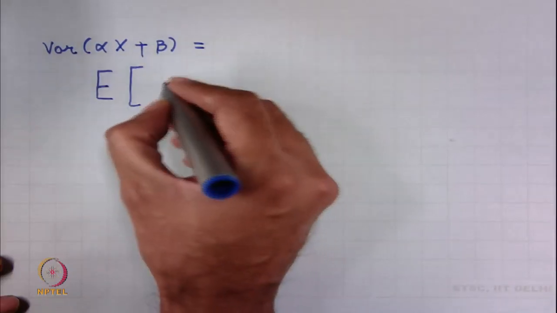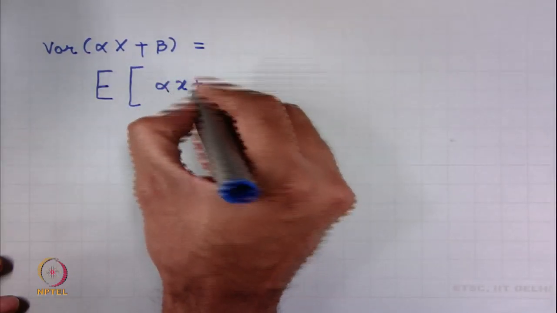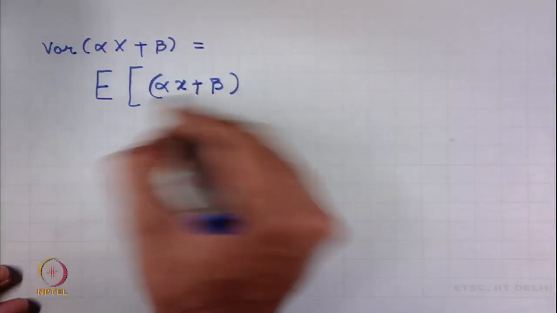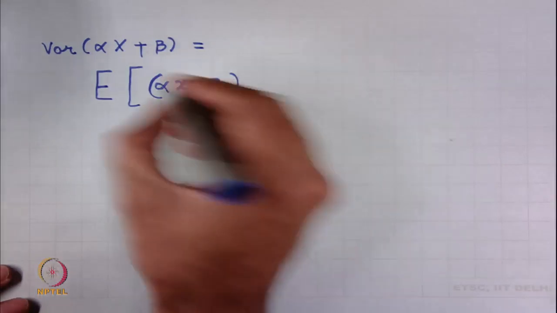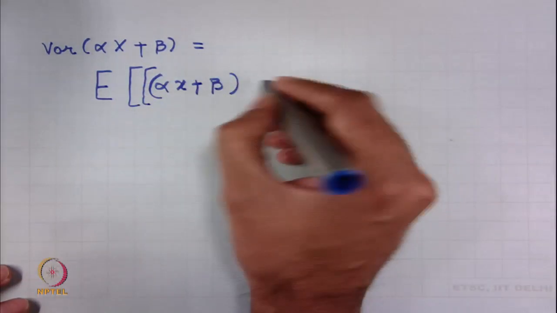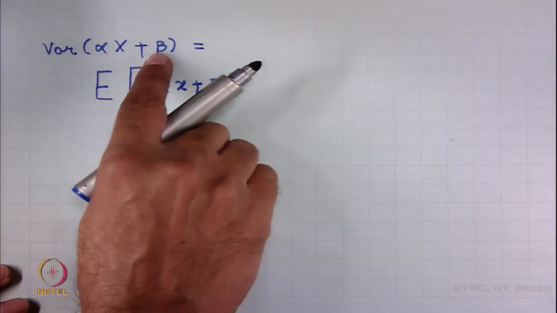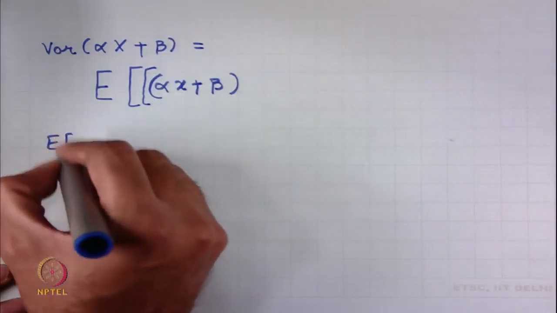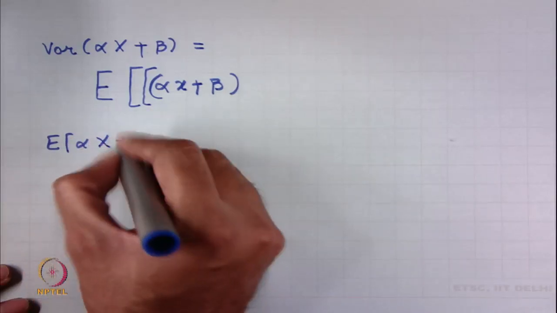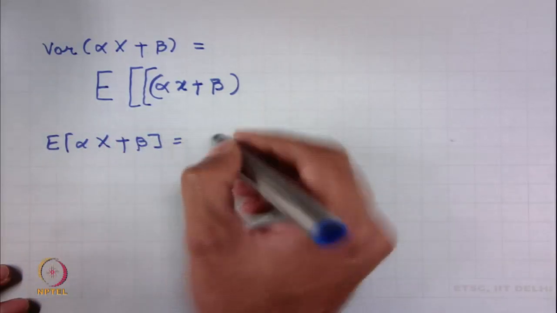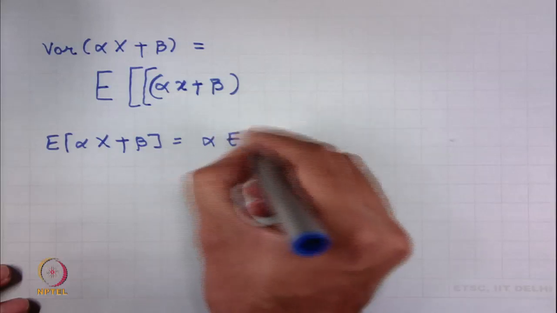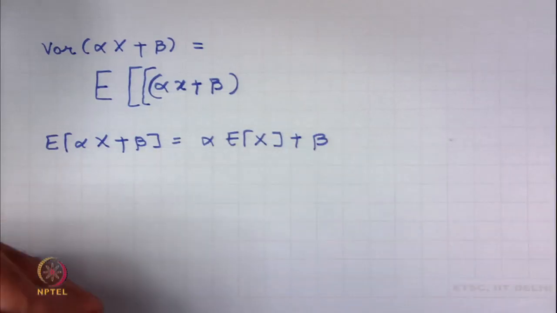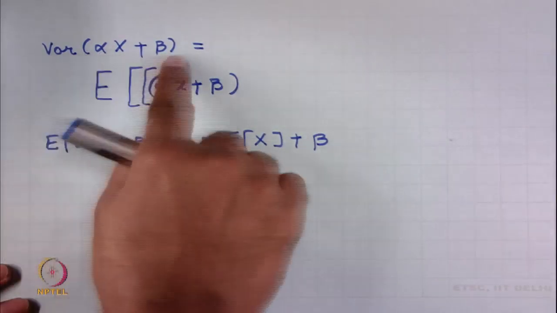So, now the numerical value changes to alpha x plus beta. Instead of x you would have this thing, and what is the expected value of this quantity? We have seen in the last lecture that the expected value of alpha x plus beta is alpha times the expected value of x plus beta. So, the expected value of this quantity is this.